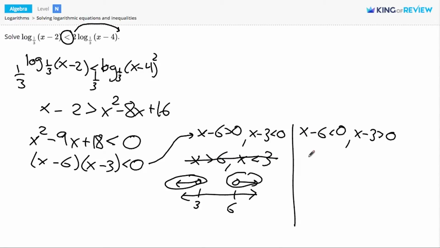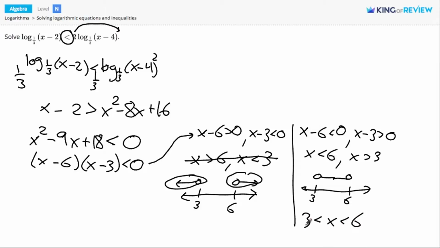On the right side, we have x is less than 6 and x is greater than 3. Thinking about these two on a number line, 3, 6, we need to be greater than 3 and less than 6. It is certainly possible to be in that interval. We can be greater than 3 and less than 6 at the same time, and the condensed way to write this solution is that x is between 3 and 6. 3 is less than x, which is less than 6.